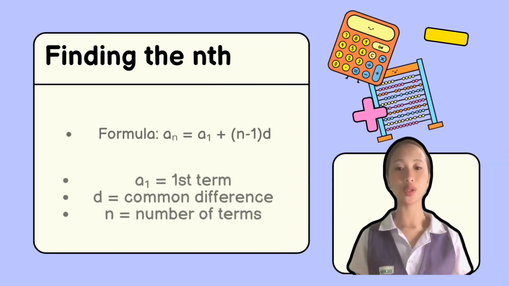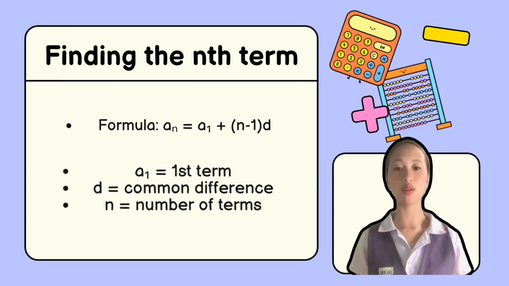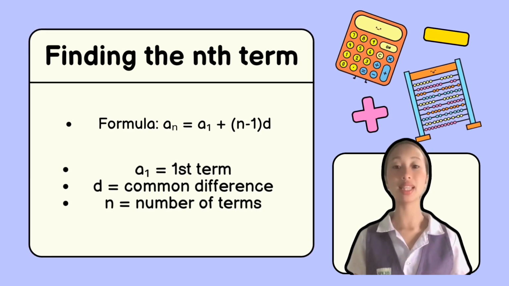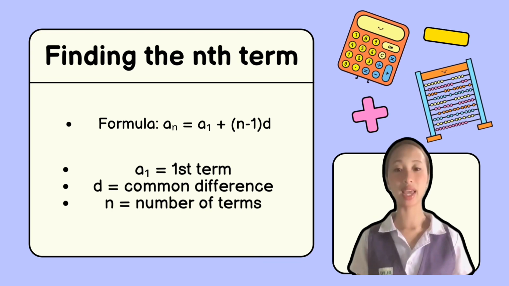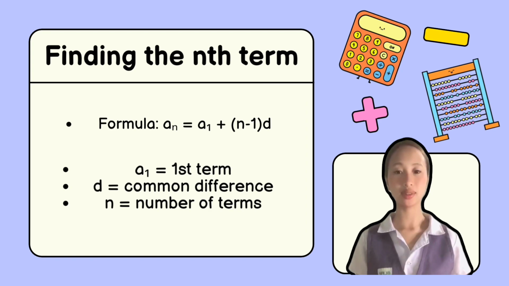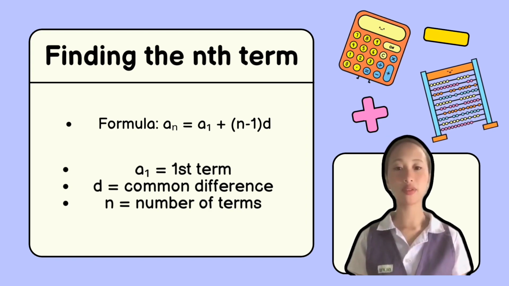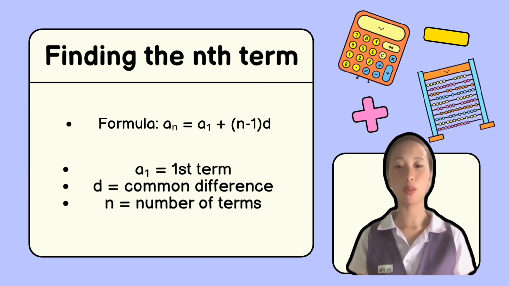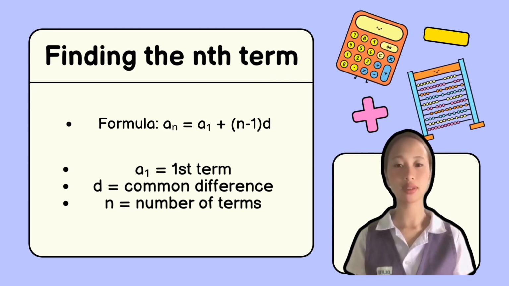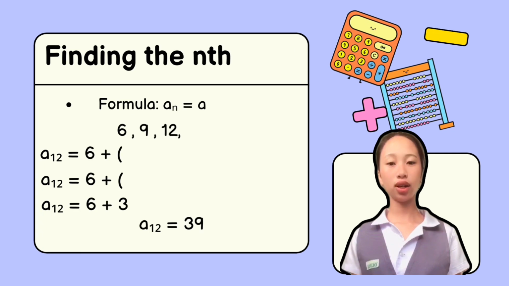Now, I'll teach you how to find the nth term of an arithmetic sequence. The formula to be used is a sub n equals a sub 1 plus n minus 1 times d. A sub 1 is the first term, d is the common difference, and n is the number of terms. Let's use the given example earlier.